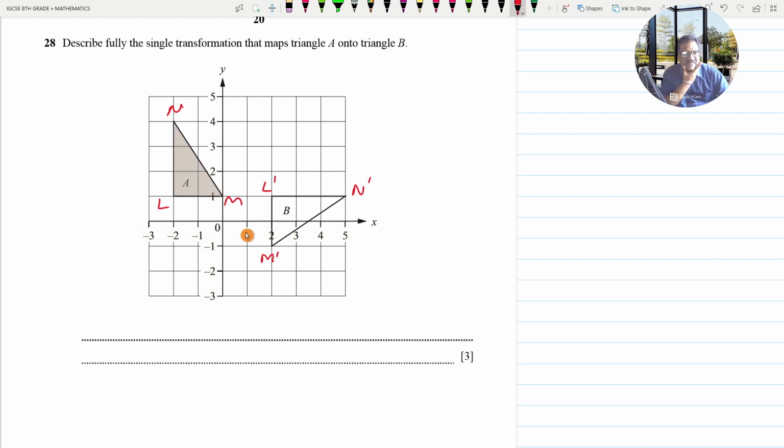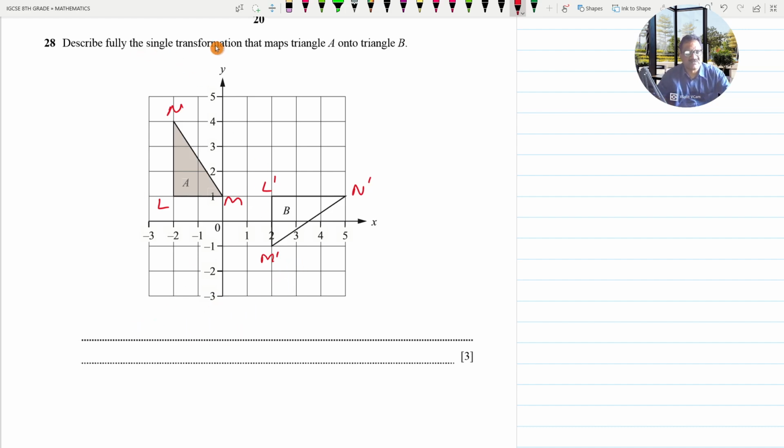Now, what is happening? LM is getting converted to L dash M dash. It is clearly rotated by 90 degrees. Now let us see what happens to LN. LN is vertical right now, and in triangle B it has become horizontal, L dash N dash. So again this is telling you that LN is getting rotated by 90 degrees, in the clockwise direction.